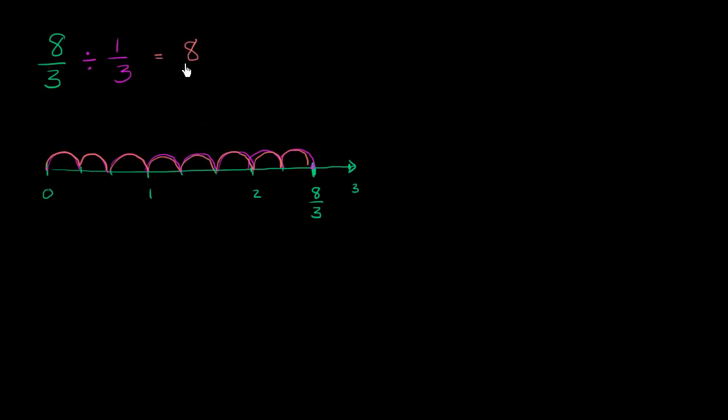Now, why does this actually make sense? Well, when you're dividing things into thirds, for every whole, you're now going to have 3 jumps. So whatever value you're trying to get to, you're going to have that number times 3 jumps. So another way of thinking about it is that 8/3 divided by 1/3 is the same thing as 8/3 times 3. And we could either write it like this, or if we want to write 3 as a fraction, we know that 3 is the same thing as 3 over 1.